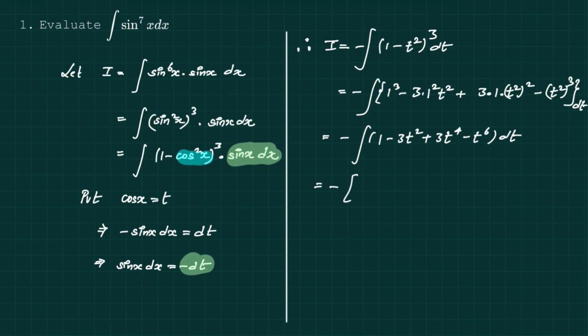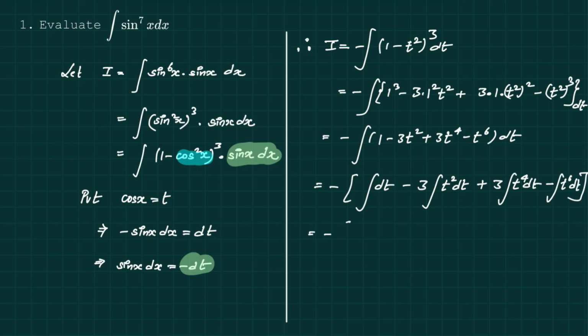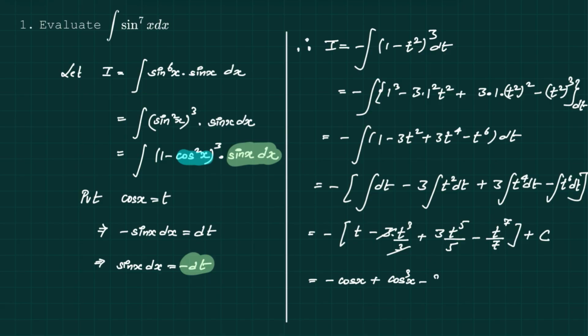Now let us separate the integration, then we will have integration of 1 dt minus 3 is constant, integration of t square dt plus 3 is constant, integration of t to the power 4 dt minus integration of t to the power 6 dt. So this equals minus, integration of dt is t, minus integration of t square is t cube over 3, plus 3 into integration of t to the power 4 will be t to the power 5 over 5, minus t to the power 7 by 7, plus constant of integration. Putting back the value of t and opening the bracket with minus, we will have minus cos x plus this 3 and 3 could cancel, so it will be cos cube of x minus 3 by 5 cos to the power 5x plus 1 by 7 cos to the power 7x plus c.